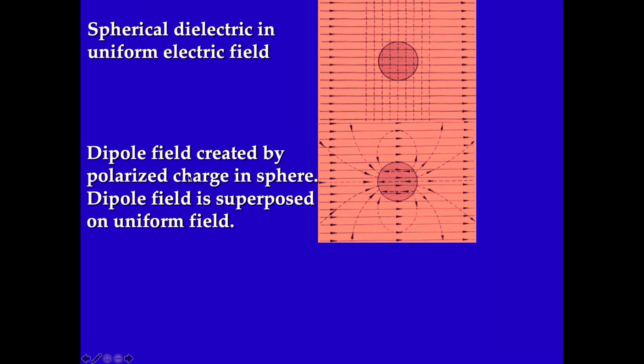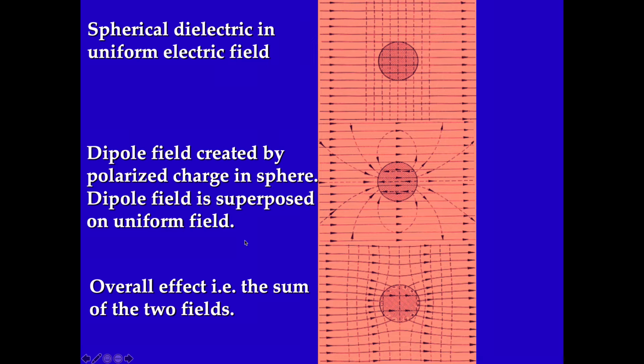So when you put the dielectric in a field, what happens is you get separation of charge. You actually form a dipole in the sphere. And so you have two sets of lines in the second picture. You have the uniform electric field, the horizontal lines, and then the induced fields that look like a dipole field. The sum of those two is what you really observe.